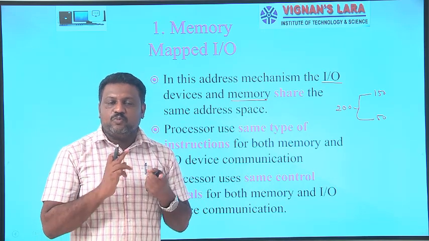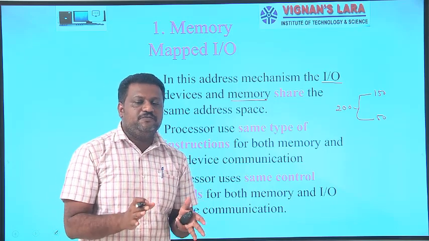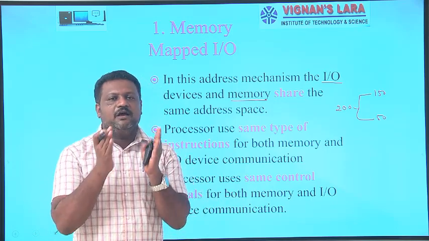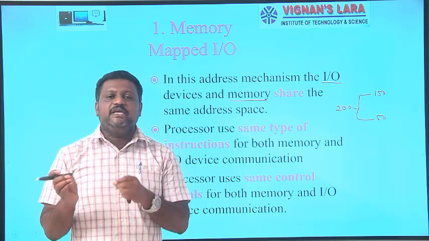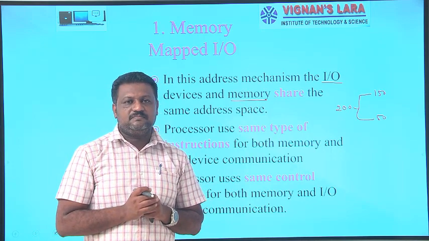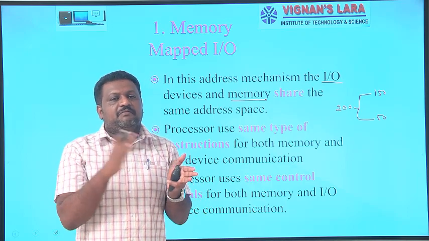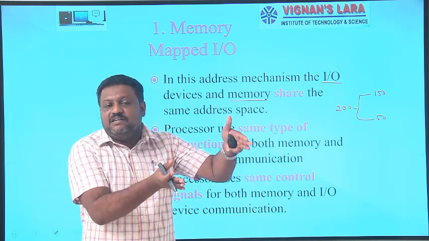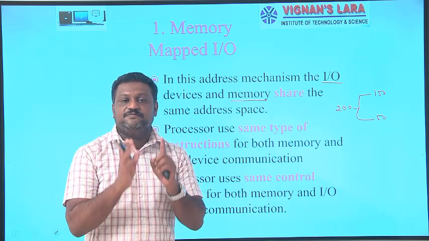So, here one important thing is, in memory mapped IO, from the CPU point of view, there is no difference between a memory location and an IO device. That means our CPU treats each and every IO device like a memory location. Once that happens, IO devices and memories share the address space that was available in the system. That is the first thing.